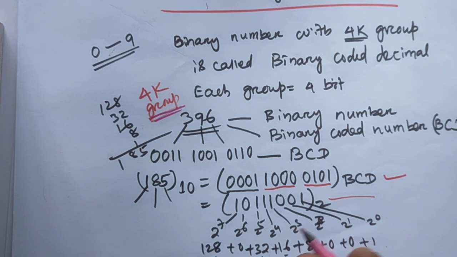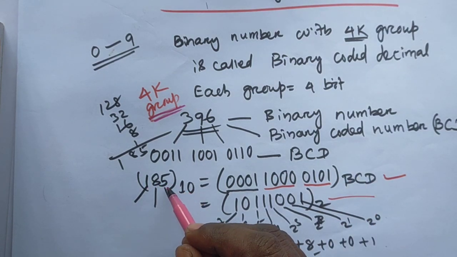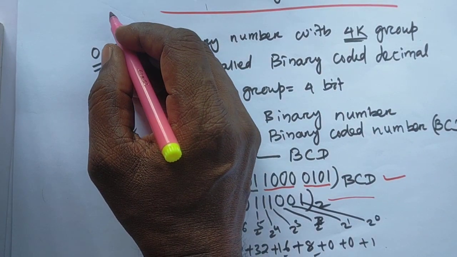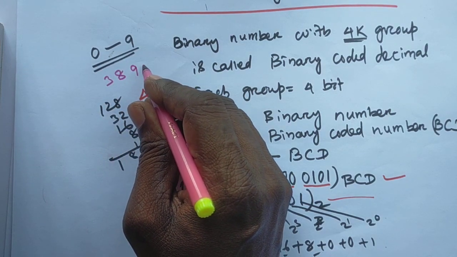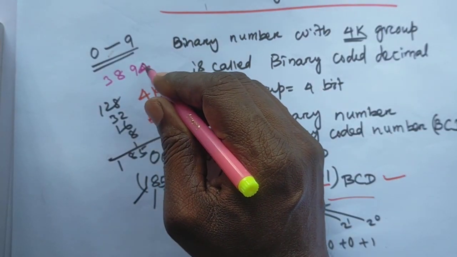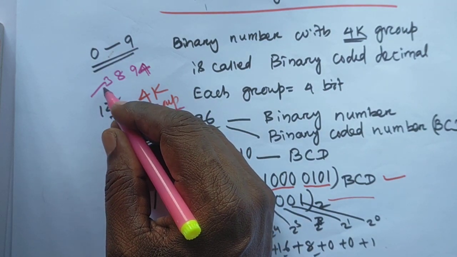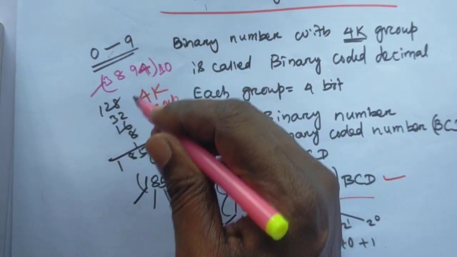So the number of digits determines how many groups we automatically create. For example, here is 185, how many? 3 groups we can consider. Here also 3 groups. We can also take another, no problem. For example, suppose 3894, we can take. We can convert this decimal 3894 to its BCD form.